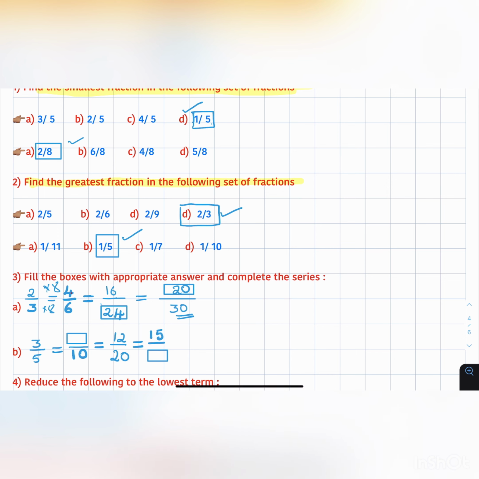Next one, it is 3 by 5, and 5 has multiplied by 2. So 3 should also be multiplied by 2. Then we get 6, right? Then 3 has been multiplied by 5 to get 15. So we need to multiply this 5 by 5. Answer will be 25.